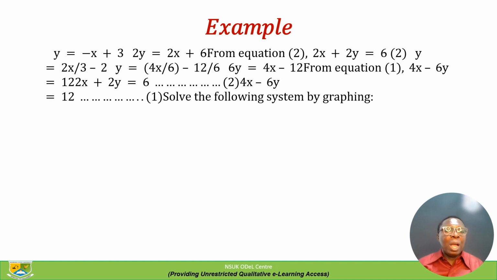4x minus 6y equals 12, and 2x plus 2y equals 6. This is equation 2, and 4x minus 6y equals 12 is equation 1. Solve the following system by graphing.